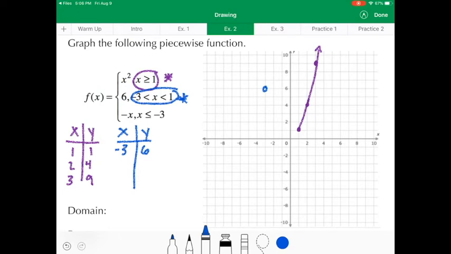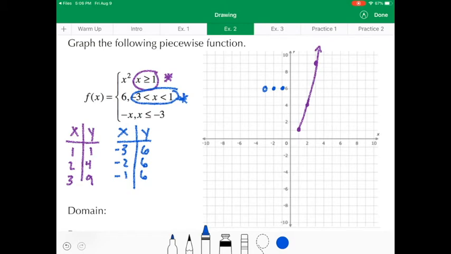Now pick some other values of x that do fit inside that interval. So I could pick -2, right? -2 is between -3 and 1. So f of -2 should be 6. And that can be a solid point. Same thing with -1. F of -1 should be 6 as well. And I think you get the idea.